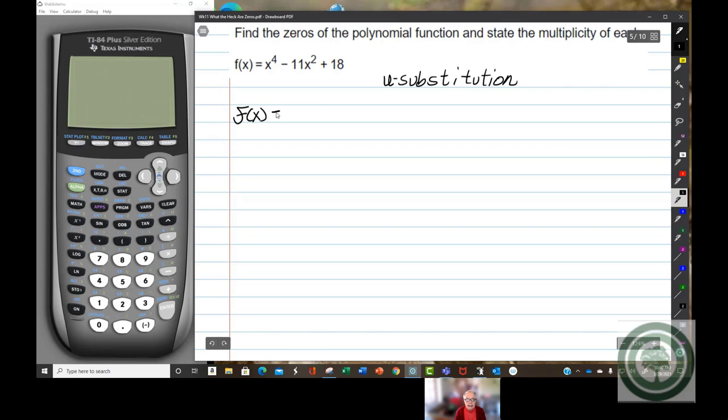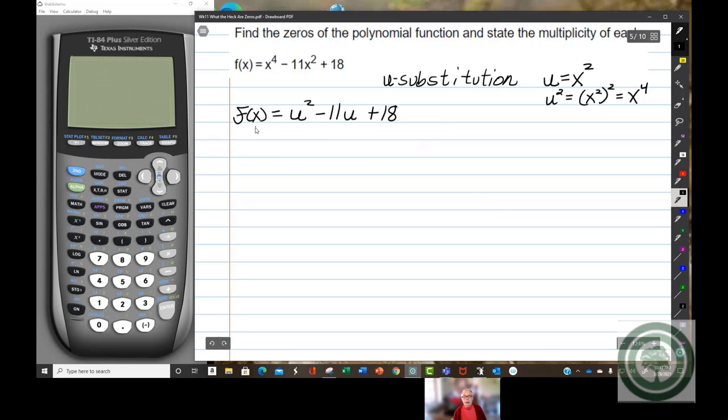f of x equals, well, let's do our u thing. u equals x squared, and u squared equals x squared squared, which is x to the 4th. So I can rewrite this as u squared minus 11u plus 18. Now the value of this is that I've temporarily turned this into a quadratic equation, which means I could use the quadratic formula if I wanted to, but this is very easily factorable.